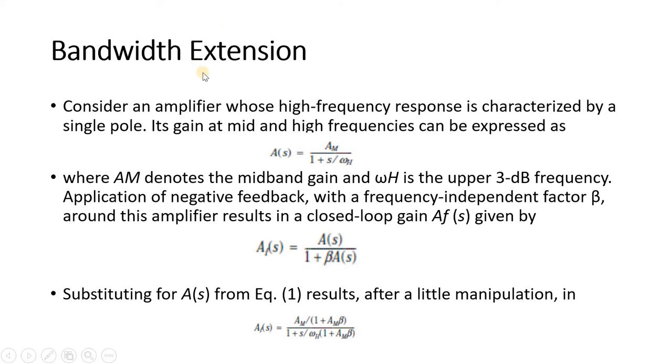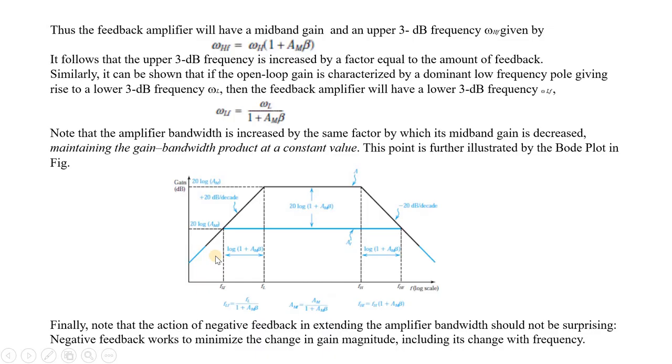Next is bandwidth extension. Whenever there is feedback, the bandwidth is going to be extended. How it is going to be extended has been explained over here, by considering the open loop bandwidth and then the closed loop bandwidth. See, this is for the open loop amplifier. This is the graph we are going to get, with the frequencies FL and FH.